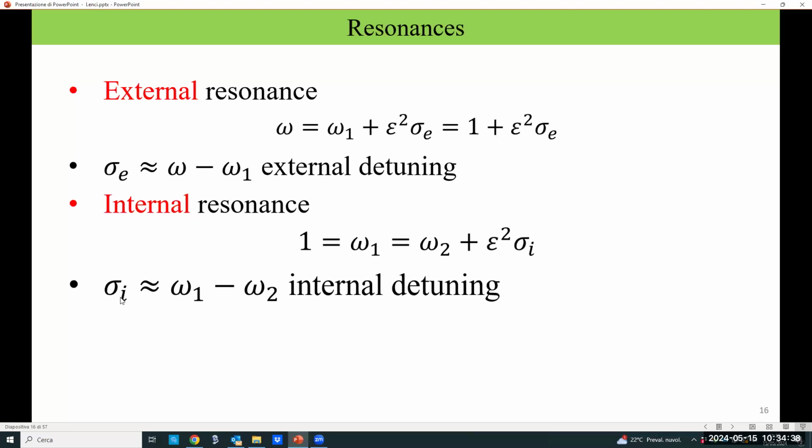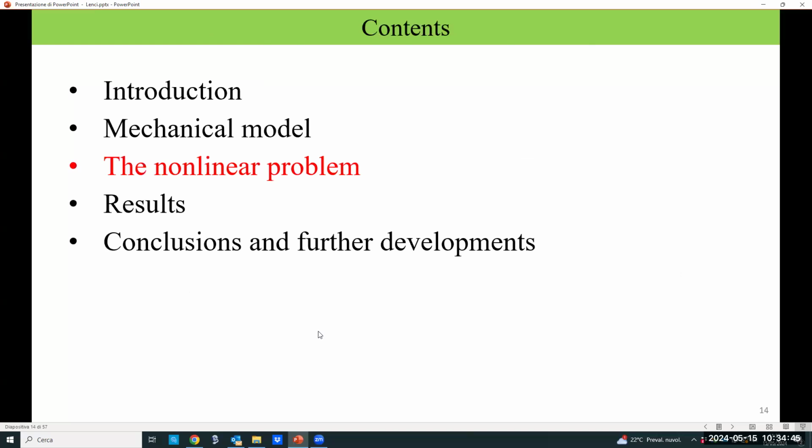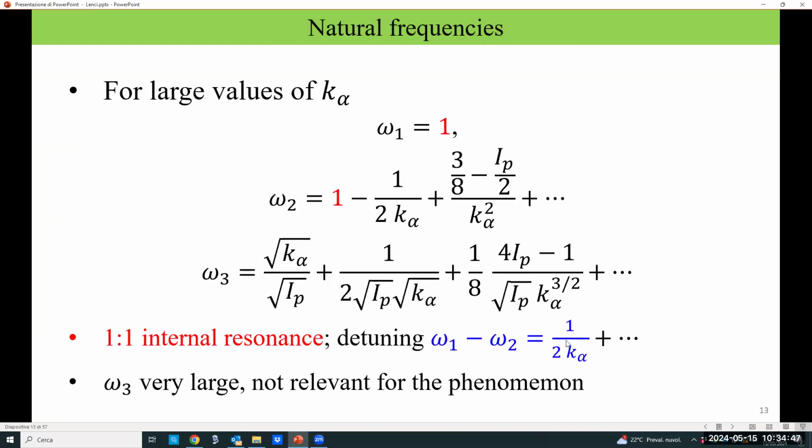And this sigma internal is just the internal detuning; sigma I is given by this, here it is, 1 over 2 K alpha. Okay.